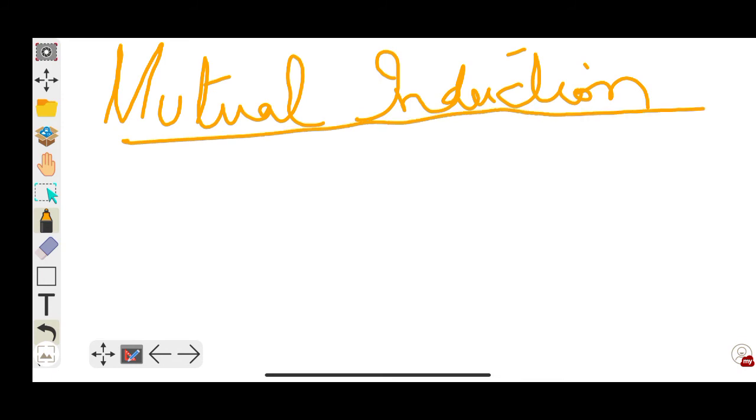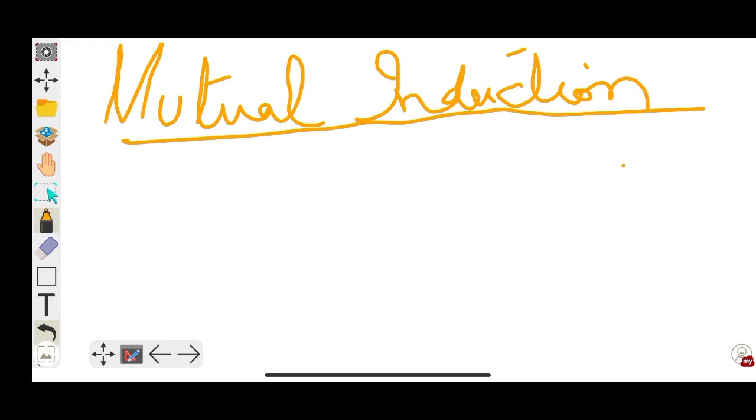What we mean by mutual induction is, say for example, we are having two coils now. In one coil there is a change in current, and you will see that the second coil will respond to that. The second coil will tend to oppose that change. So if there is the tendency by the coil to generate an EMF so as to oppose the magnetic field in the neighboring coil, we call that mutual induction.